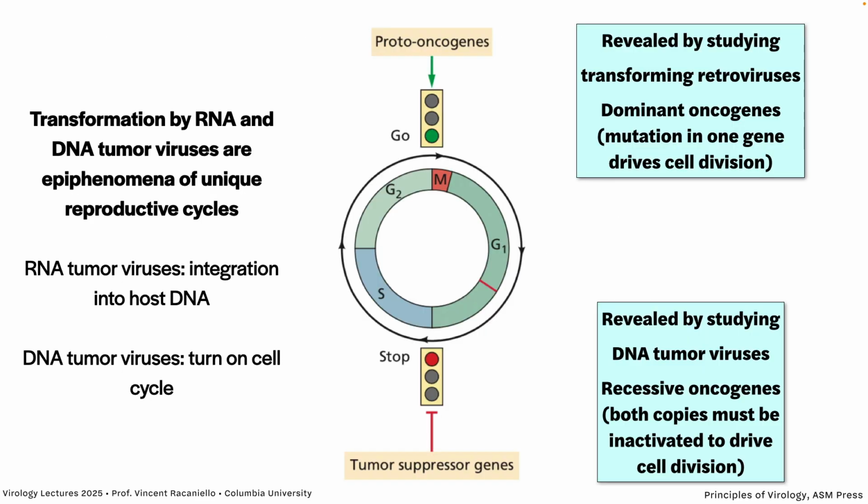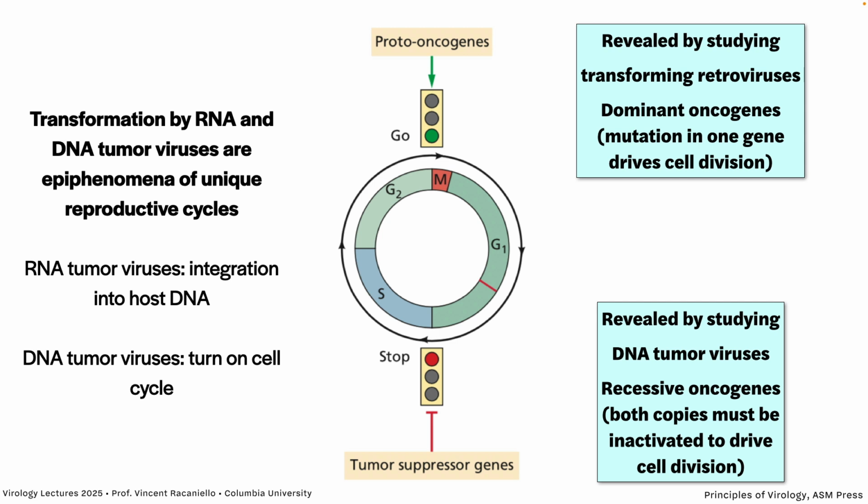So here's the summary of what we found today. We have learned all about the control of the cell cycle. We have found that dominant oncogenes carried by retroviruses drive cell division up the top here. The DNA tumor viruses target recessive oncogenes like RB and also p53. They target these tumor suppressor genes. And all of this is an epiphenomenon of a unique reproduction cycle.